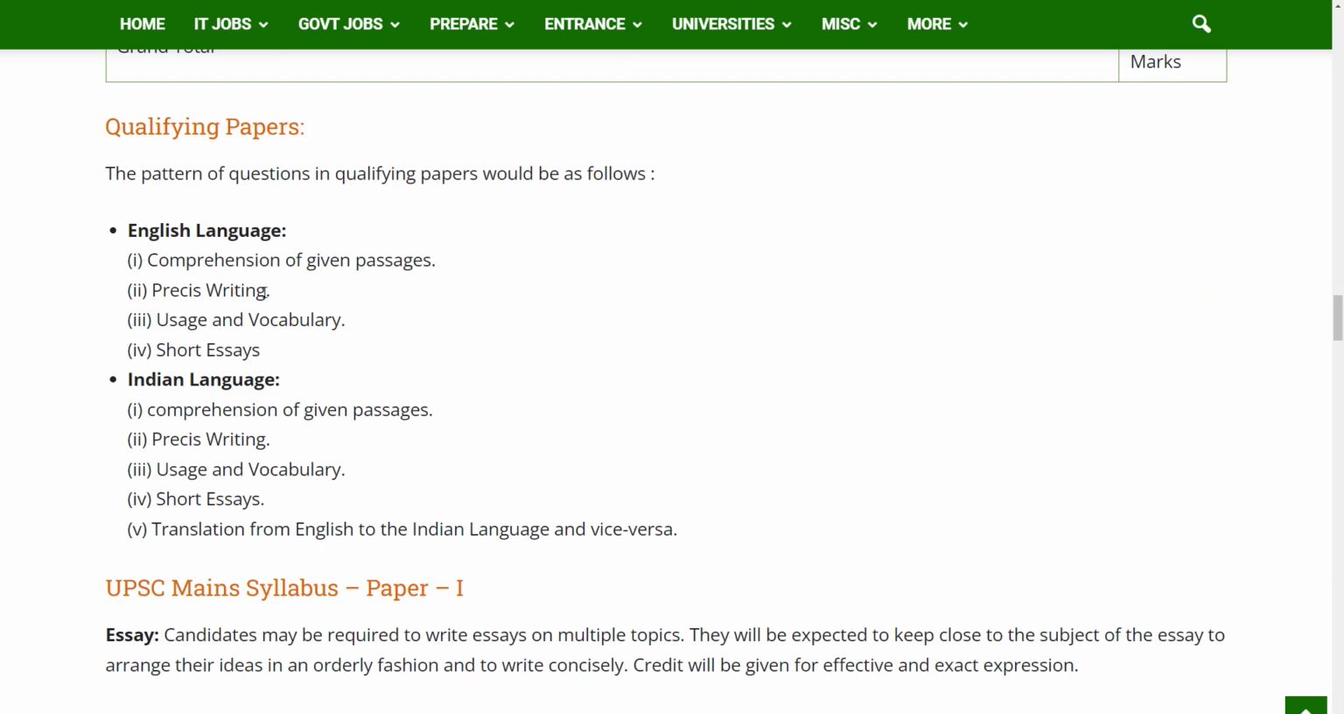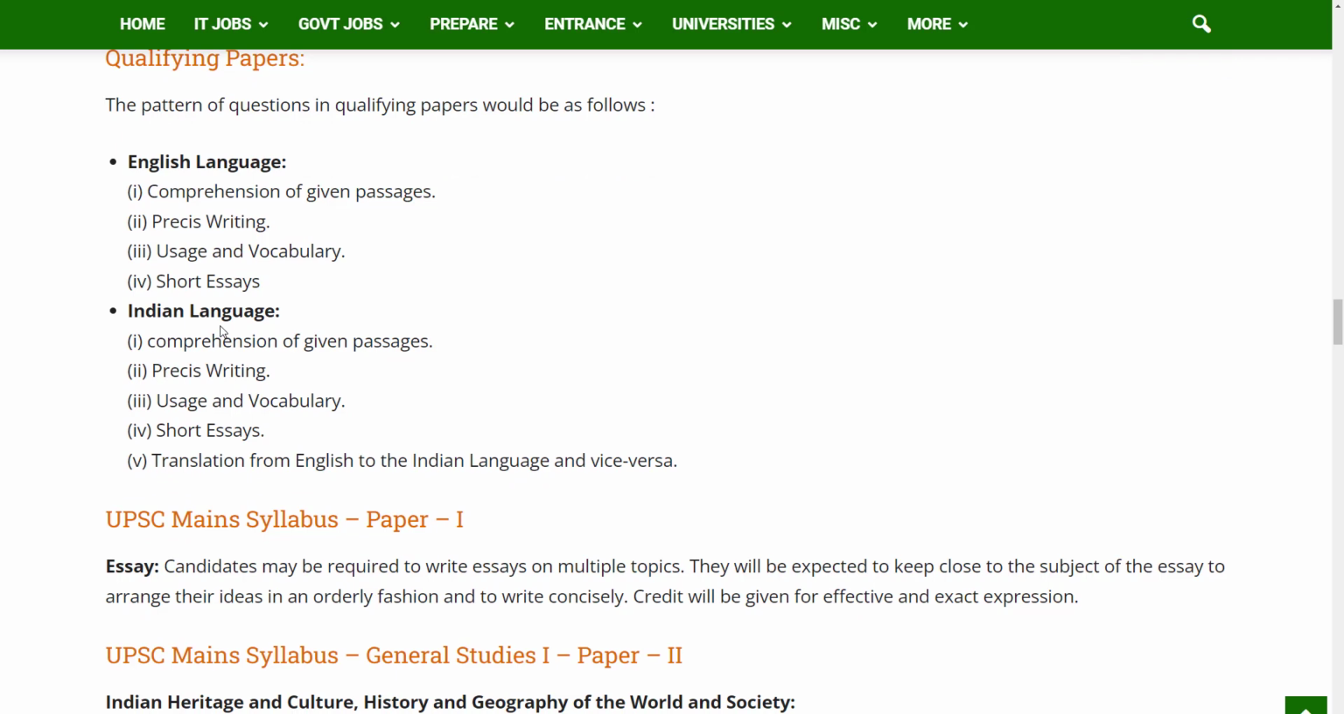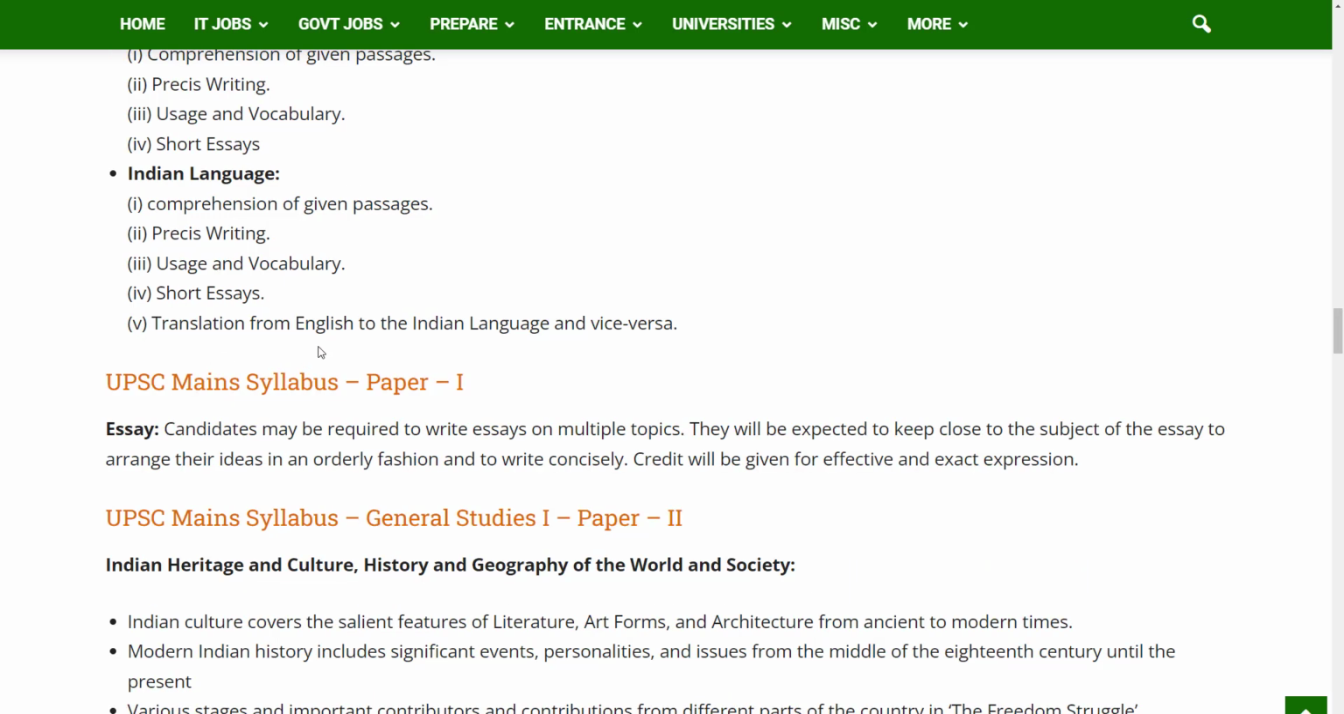And while looking at the syllabus for qualifying papers, you will have English language. In English language, comprehension of given passages, precise writing, usage and vocabulary, short essays. In Indian language, you will have comprehension of given passages, precise writing, usage and vocabulary, short essays, translation from the English to the Indian language.